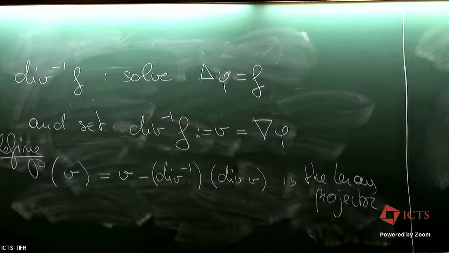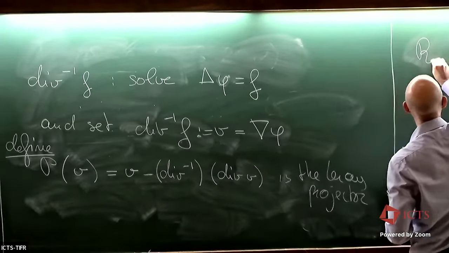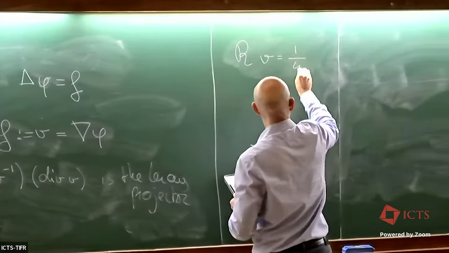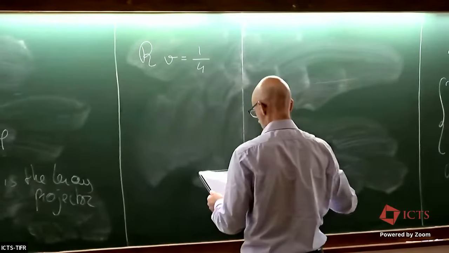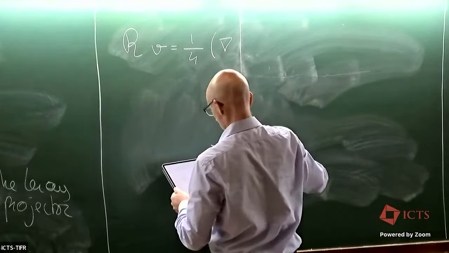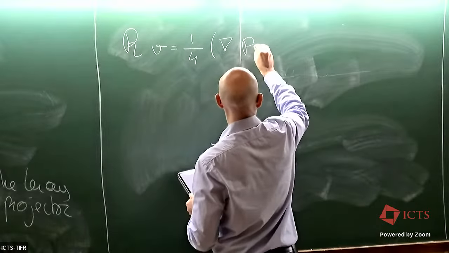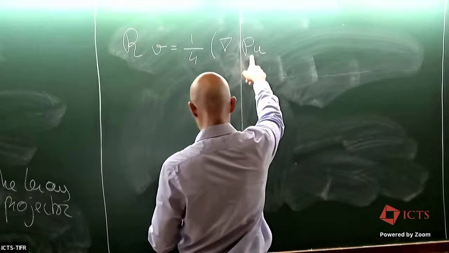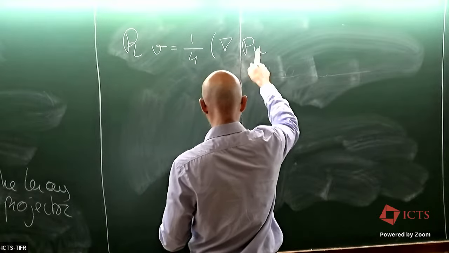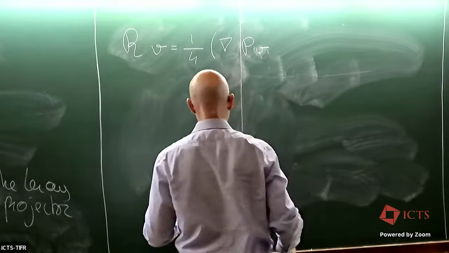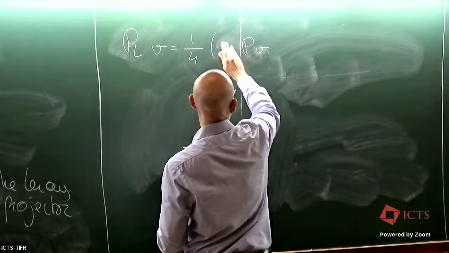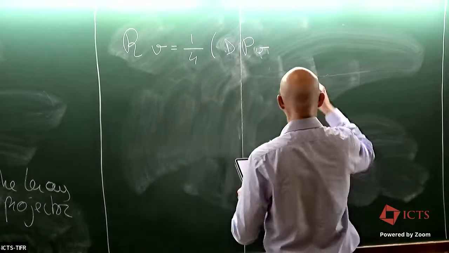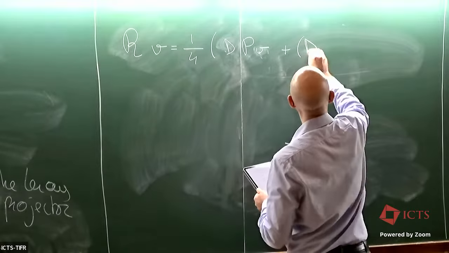Okay, so R of V is 1/4 the gradient of the Leray projector of U. Well, the derivative really, right? So this is really a derivative, right? So maybe I could call it this way. Because this is a vector field, this is a matrix. Okay, then plus its transpose.